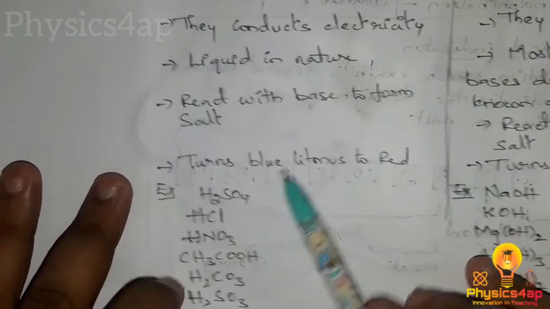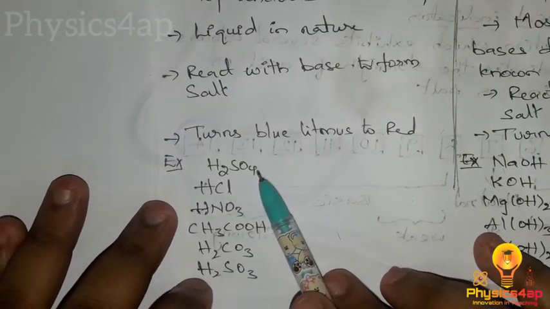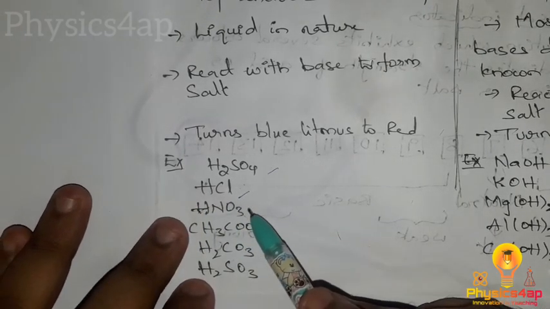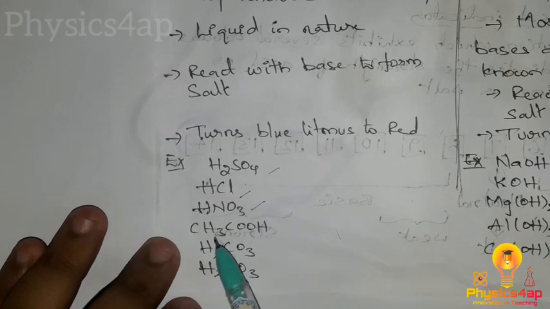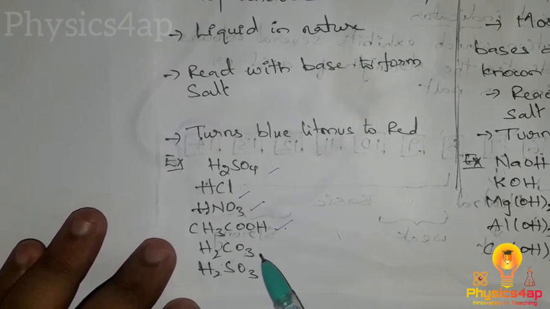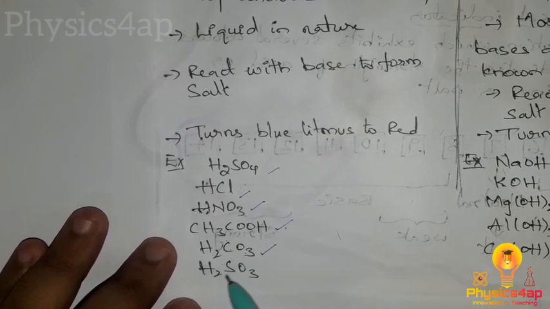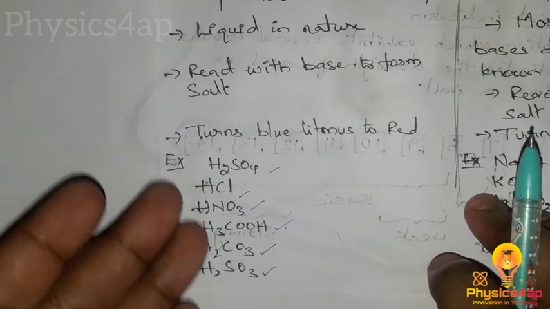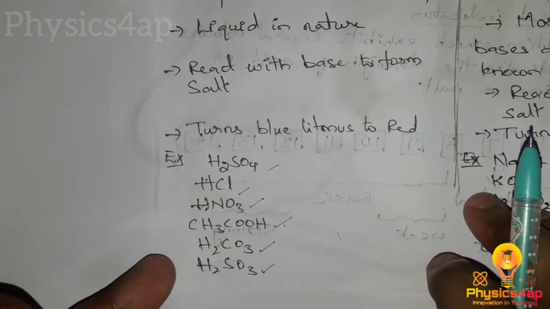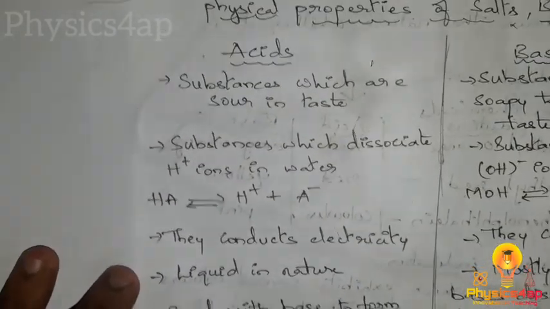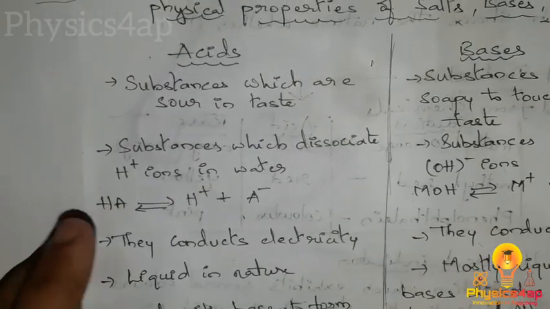Coming to the examples, here we have H2SO4, which is called sulfuric acid, HCl, which is called hydrochloric acid, HNO3, which is called nitric acid, CH3COOH, which is called acetic acid, H2CO3, which is called carbonic acid, and H2SO3, sulfurous acid. These are some of the examples of acids, and if you observe, in all the compounds we have hydrogen, so it is called an acid. So these are the properties of the acids. Now coming to the base.